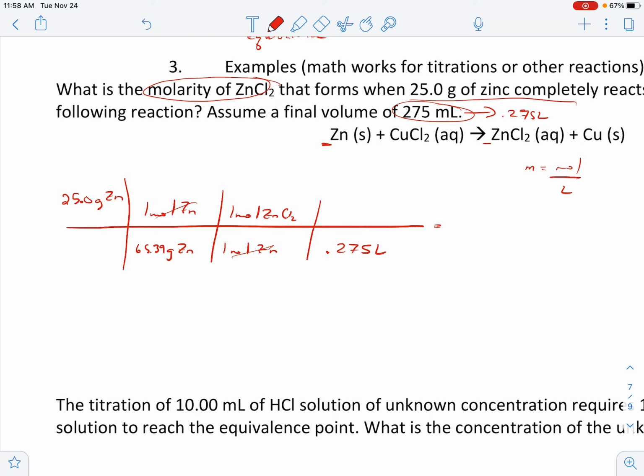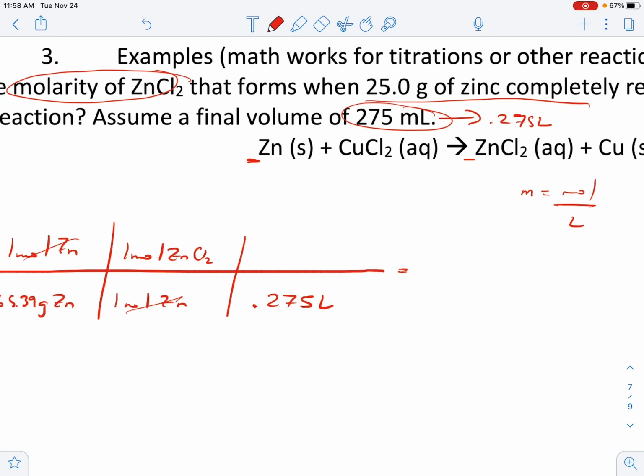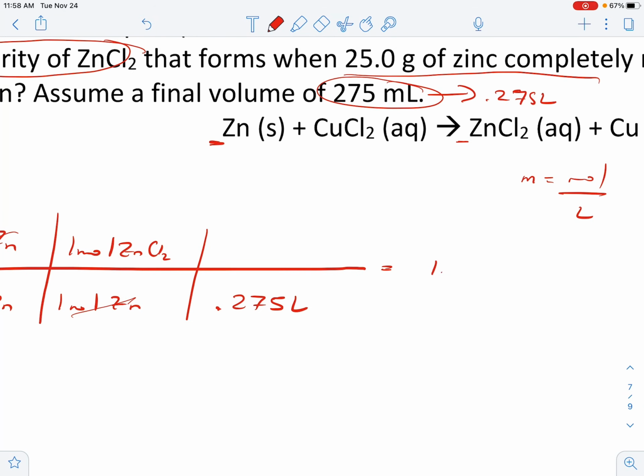All right, so we can just do this calculation, and notice how we did it all on the same little line. So we're going to take 25 and divide by 65.39 and then divide by 0.275, and this will tell us our molarity of our zinc chloride. And if we keep 3 sig figs, we're going to say 1.39 molar zinc chloride. So notice how we could do that, and that wasn't our titration, but we still use the same kind of premise, if you will.